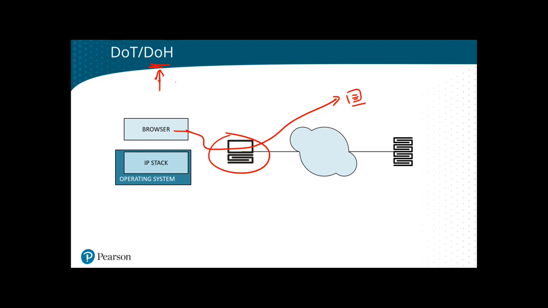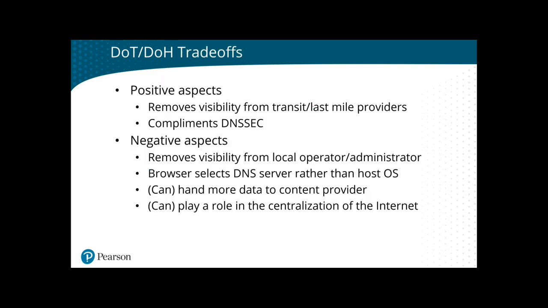Okay, so this is what DOH does and what DOT does. So there are, however, positive and negative aspects of DNS over TLS and DNS over HTTPS. It's not all fun and games. Positive aspects are what we just talked about. It removes visibility from transit and last mile providers, and even across Wi-Fi and cell links, things like that. So it does remove visibility.